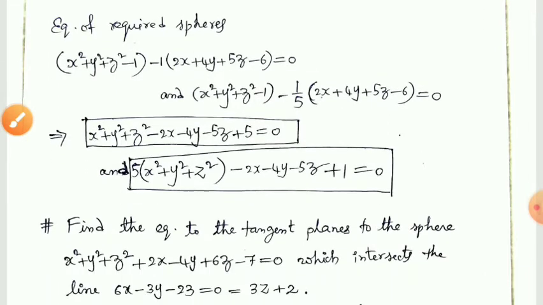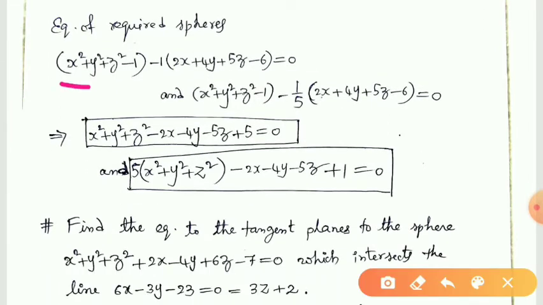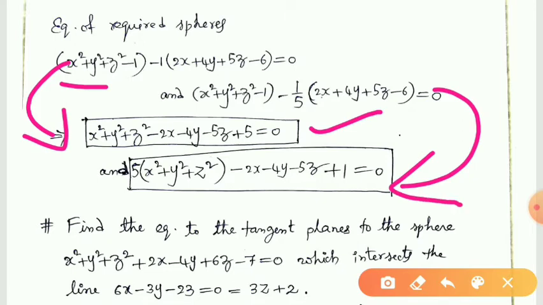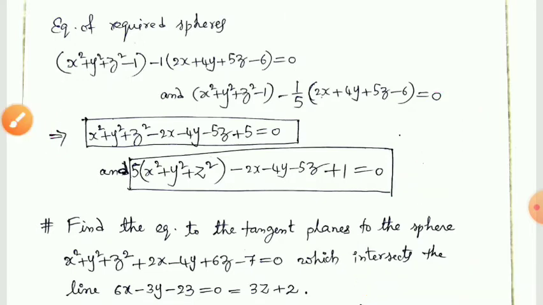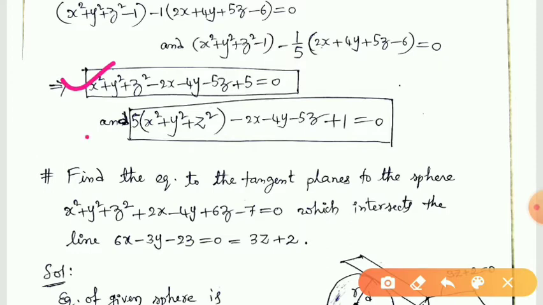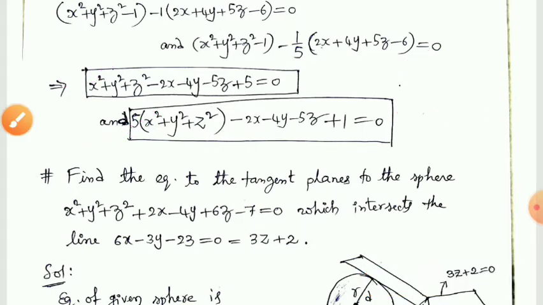On simplification, you will get x square + y square + z square - 2x - 4y - 5z + 6 = 0. On simplification, you will get this, and this gives us this. And these two equations give us the equations of the required spheres, the equations of spheres satisfying the given condition in the problem. This is our answer.